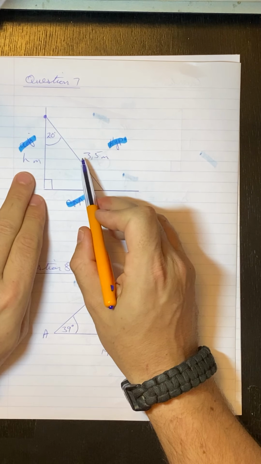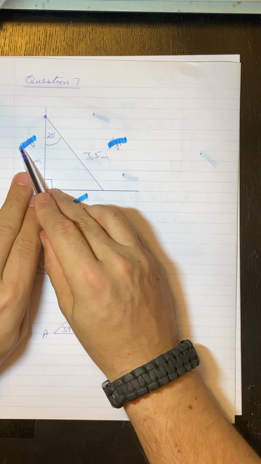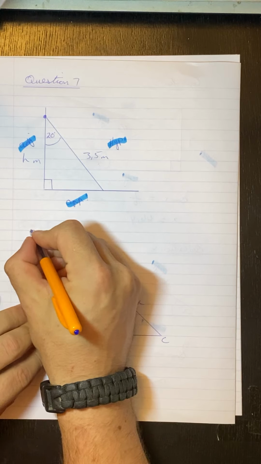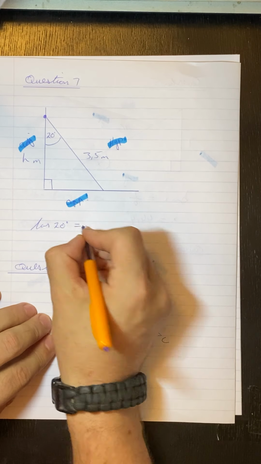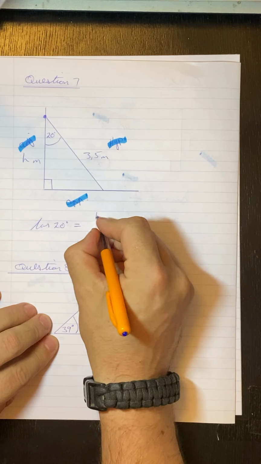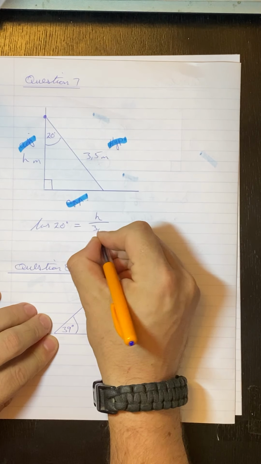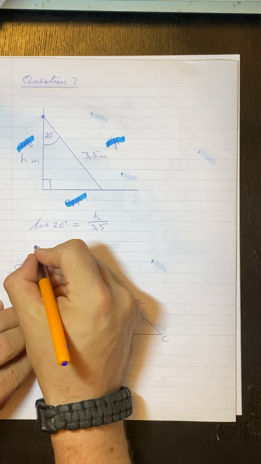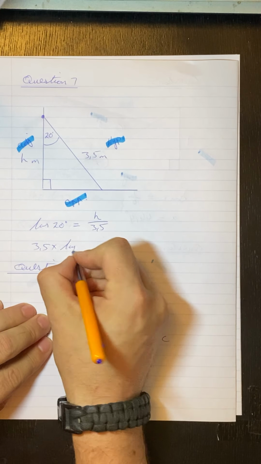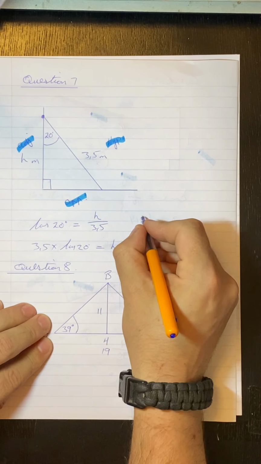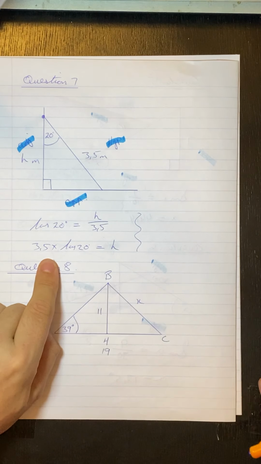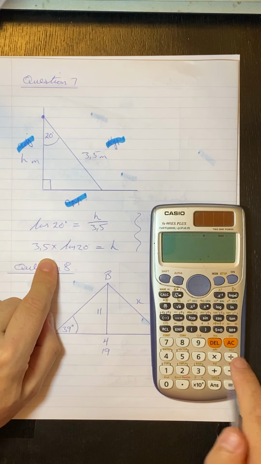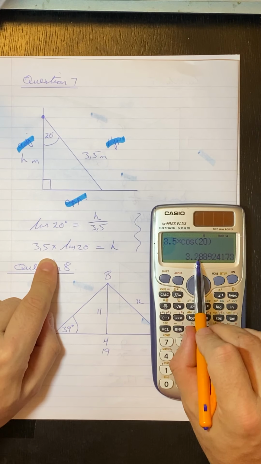So let's go through our saying. Silly old hens, cackle and hackle. So it's cos. So we know that cos 20 will be equal to cackle and hackle, adjacent over hypotenuse, h over 3.5. So I want to get h on its own, so I multiply both sides by 3.5. So 3.5 times cos 20 equals h. Just put that on the calculator. So it's 3.5 times cos 20. Round that off to one decimal and we get 3.3.